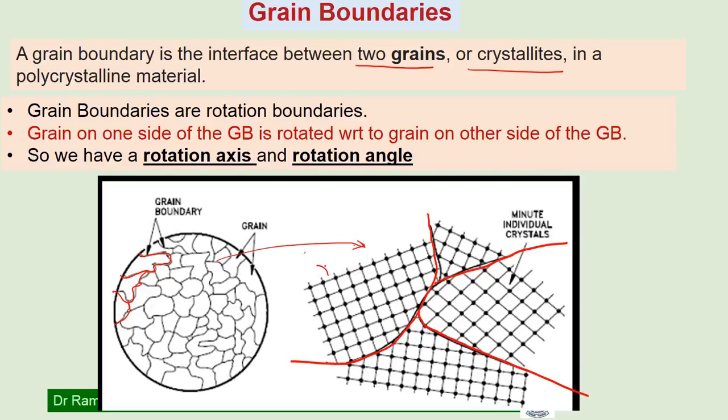Maybe it is shown in 2 dimensions, but it will actually be 3-dimensional. But right now, just to make us understand easily, we are showing the crystal lattice here in 2 dimensions. And we are saying that these are individual crystals. So this is grain number 1, this is grain number 2, this is grain number 3, this is grain number 4.